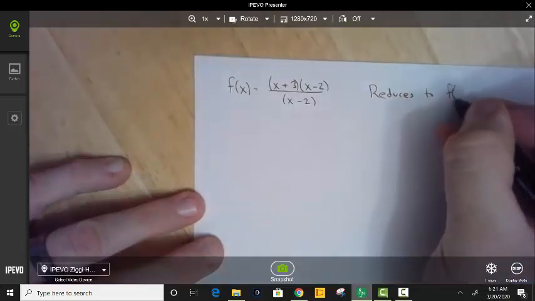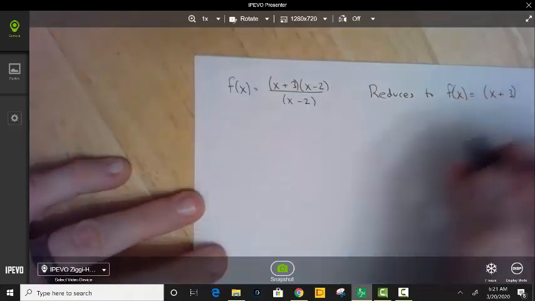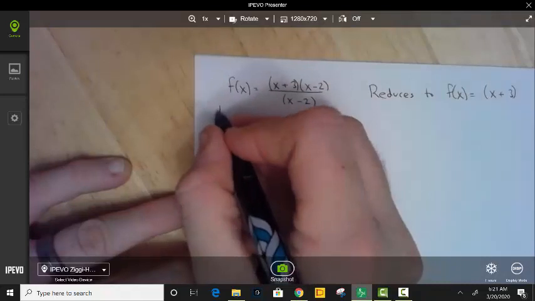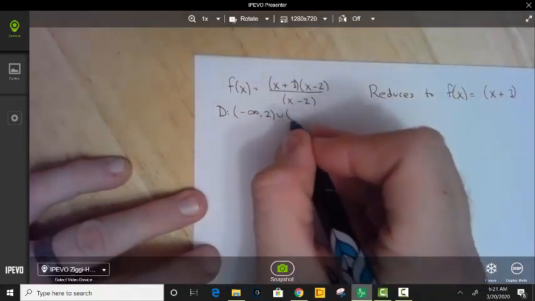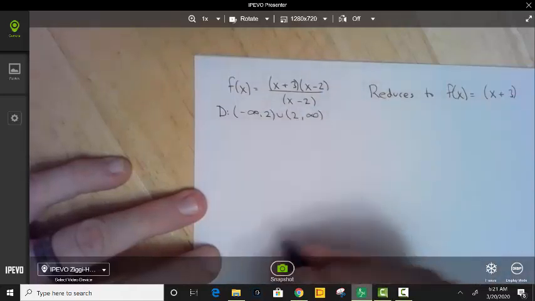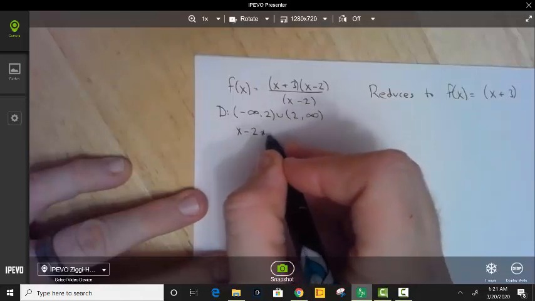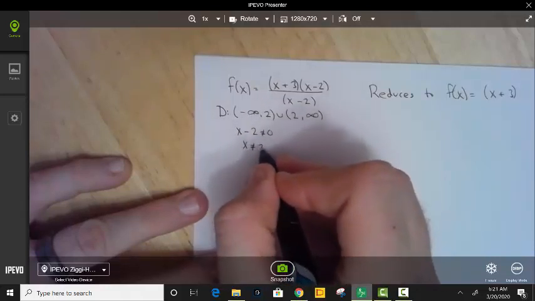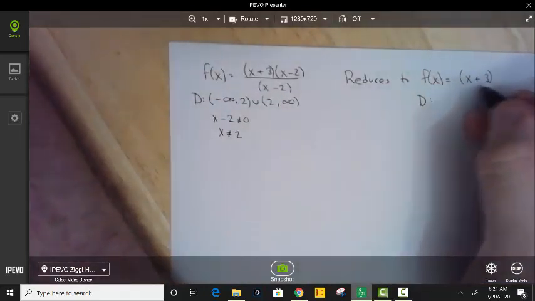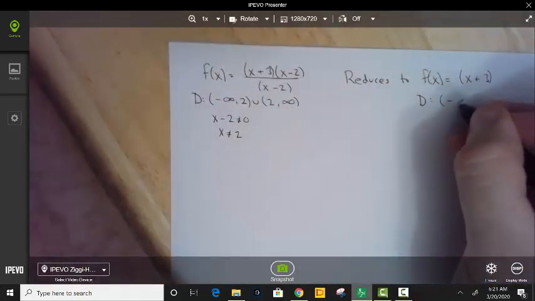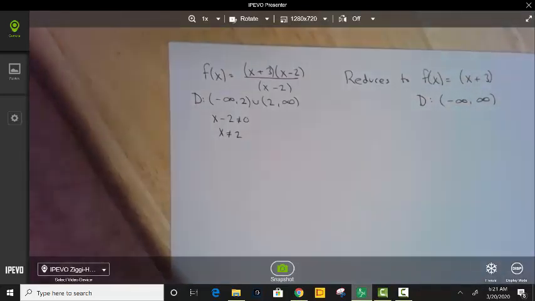This reduces to f of x equals x plus 3. But the dilemma is the domain of this graph is negative infinity to 2, 2 to infinity, because if we set x minus 2 so that it can't equal 0, we get that the excluded value is x cannot equal 2. Now, this is not a rational function. We don't have any divisions, so there is no restrictions on the domain. So the domain of this one would be negative infinity to infinity.